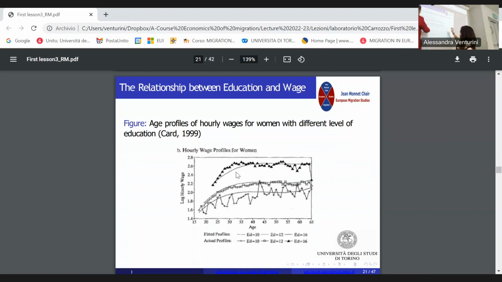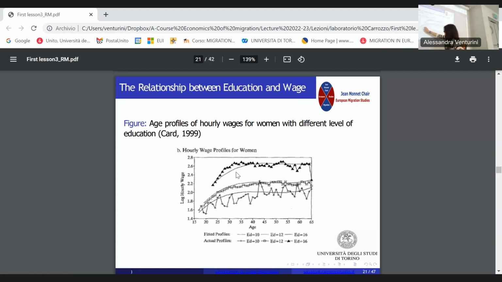They enter the job with a higher wage and they remain up there. The people with 12 years of education have a higher profile, start lower, but little by little increase and remain there. And the people with 10 years of education, of course, is much lower. It's more mobile, as you see. The lower the level of education, because you can be very clever and learn very easily, the less flat. So this is the actual data.